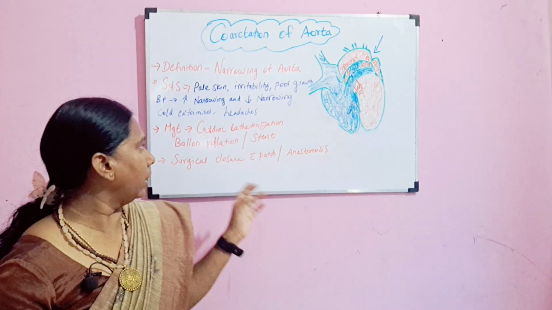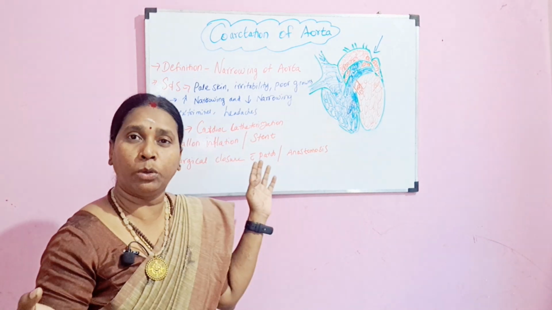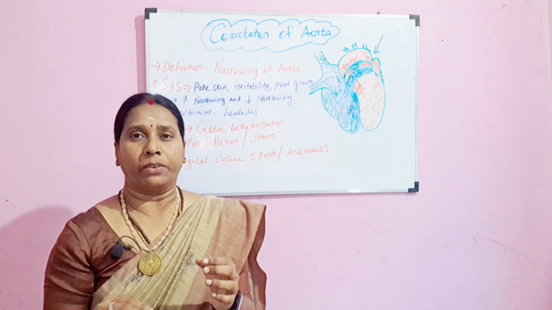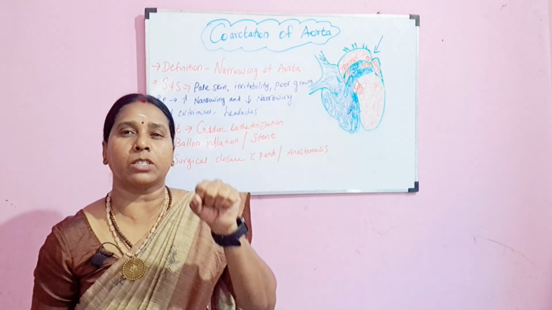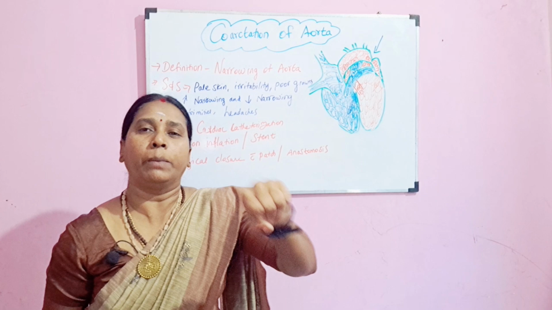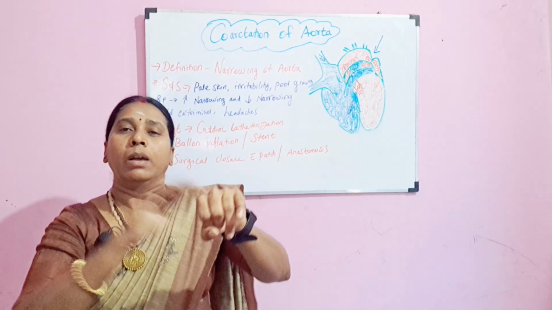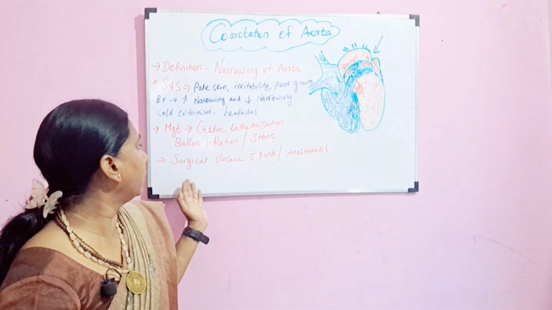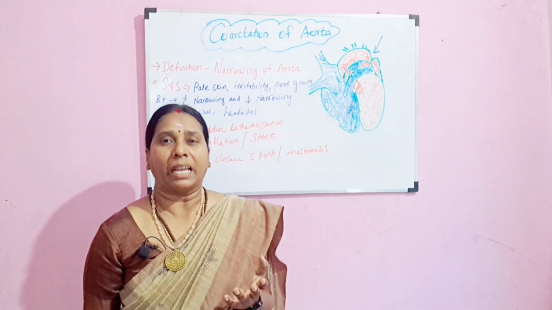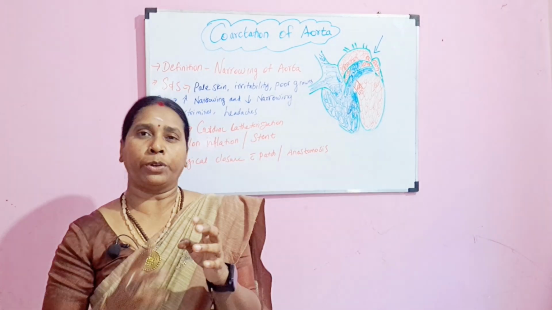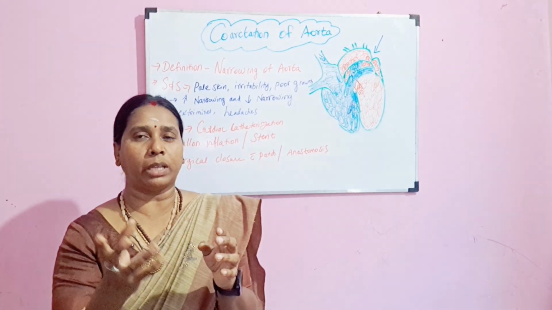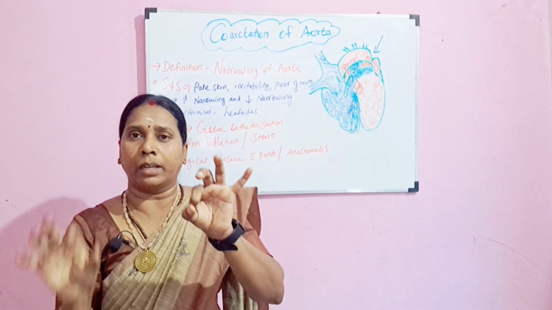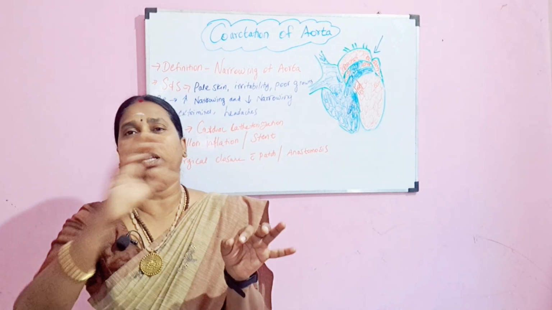So that is balloon inflation you can do, or otherwise stent placement. Instead of a balloon, you can just fix a small opening device, a stent, in that area. So blood flow will take place easily. Or otherwise, surgical closure with a patch. You can cut and remove that area, and with the nearby tissues you can close that area and create a clear pathway so that the blood is flowing easily.